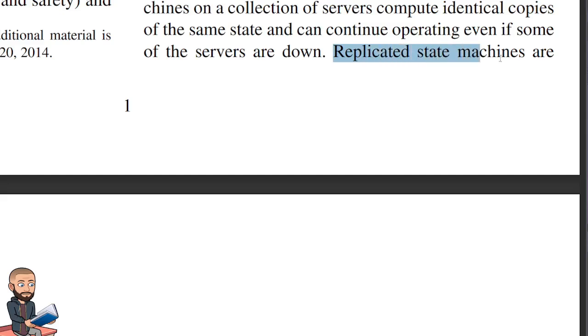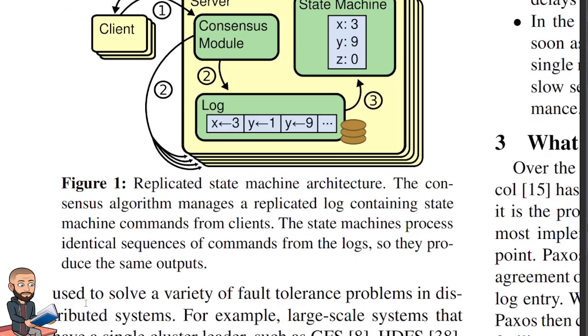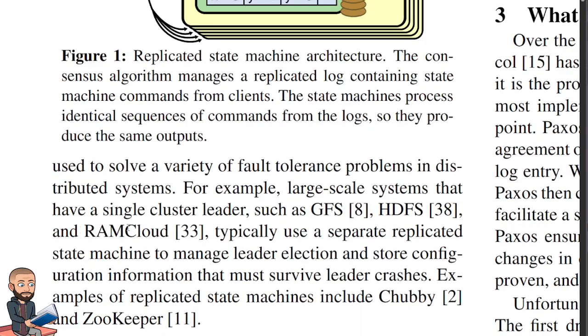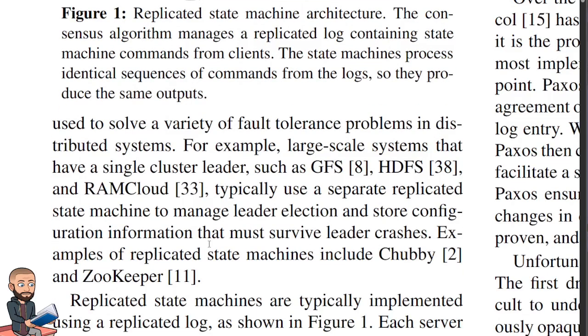Well, replicated state machines are used to solve a variety of fault tolerance problems in distributed systems. For example, a large-scale system that has a single cluster leader, such as GFS, HDFS, and RAMCloud, typically uses a separate replicated state machine to manage leader election and store configuration information that must survive leader crashes. Examples of replicated state machines include Chubby and ZooKeeper.